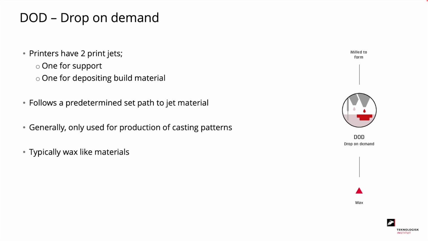Here the printers have 2 print jets, one for support and one for depositing the build material. The print jet follows a predetermined set path to jet the material onto the platform. Generally, this technology is only used for production of casting patterns, and that means you typically print in wax-like materials. There's no curing used for this technology, but instead you mill the part to form when you're finished.